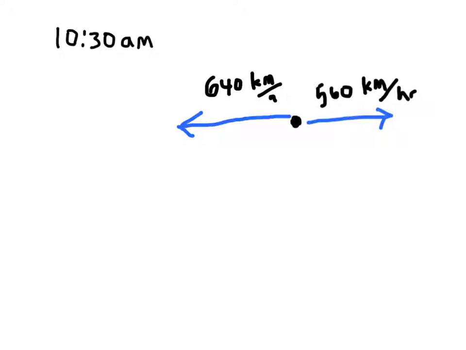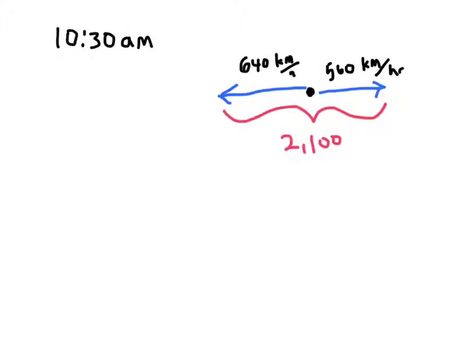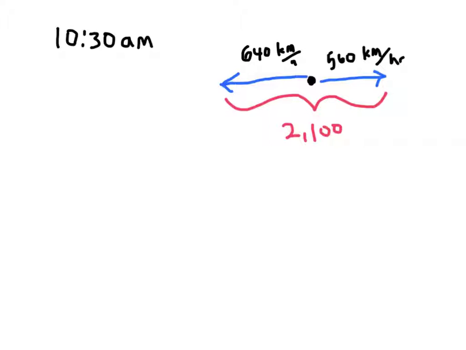And then they say, at what time will they be 2,100 kilometers apart? So then you could draw this bracket and say, okay, at a certain point in time, they are a distance of 2,100 kilometers apart. Okay? And ultimately, what's the problem asking? They want to know at what time does this situation occur?